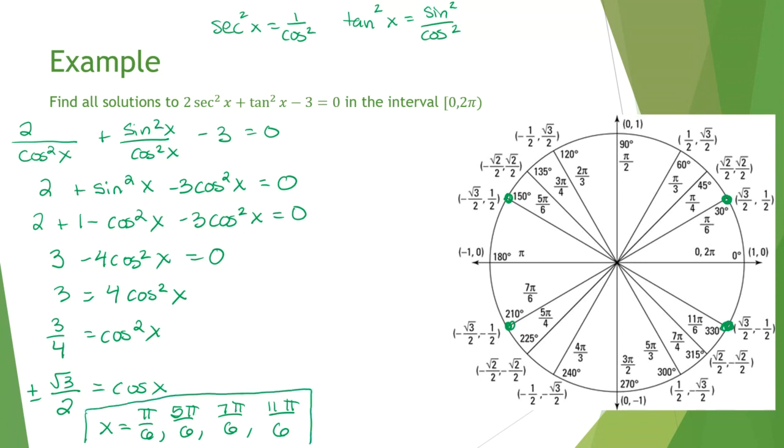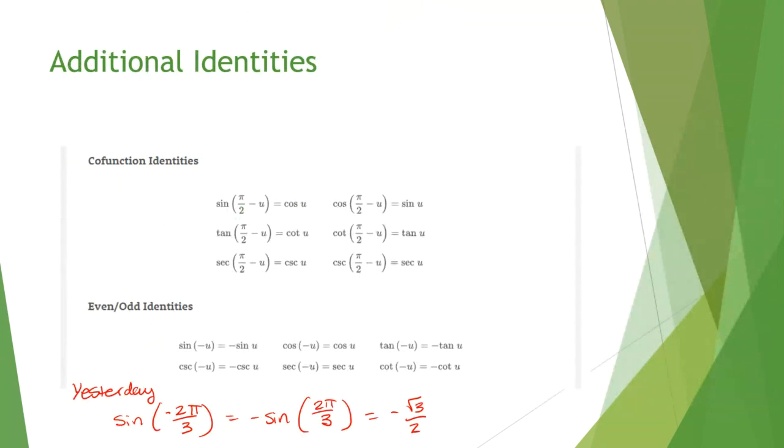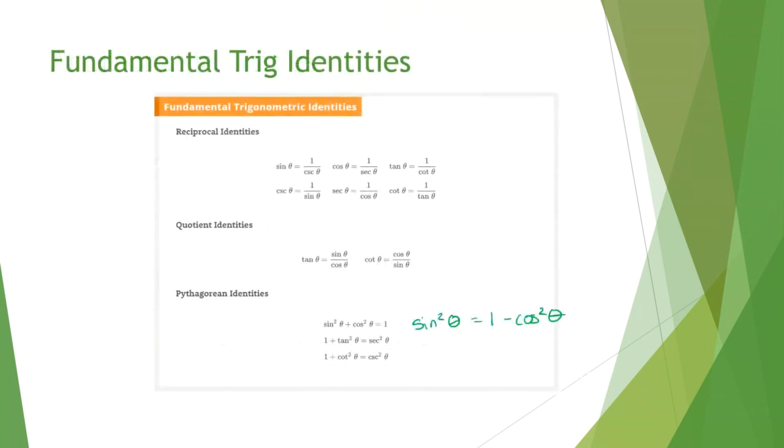Now, when I went over to our identities, notice that we did have, whoops, wrong one. Let's go back a slide. There. We also have identities with tangent squared, which is secant squared. So if we wanted to, we can convert the secant squared to 1 plus tangent squared. So let's do that. Let's see if we get the same answers.